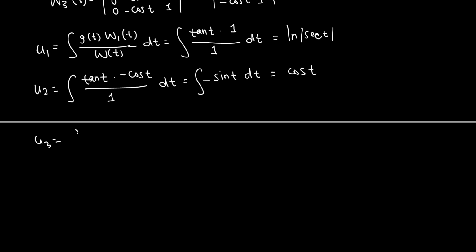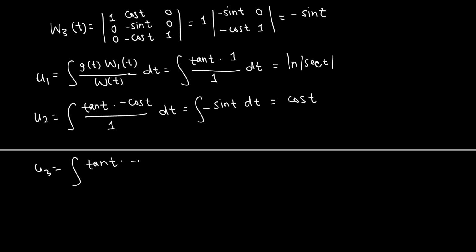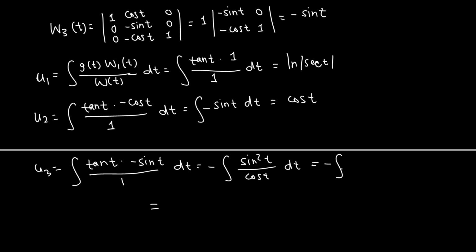And let's find U3. That's the integral of GT, which is tangent T, times W3. If you go up, W3 is negative sine T over 1 dt. Now let's find this. This is sine over cosine. Let's put negative outside. Okay, this is not that simple now. Sine over cosine, and we have sine times sine. Sine is squared over cosine. Now let's express sine square in terms of cosine. We know that sine square is 1 minus cosine square t over cosine t dt. Separate into two fractions, negative is still outside. 1 over cosine, that's secant t, minus cosine square over cosine, just cosine t.